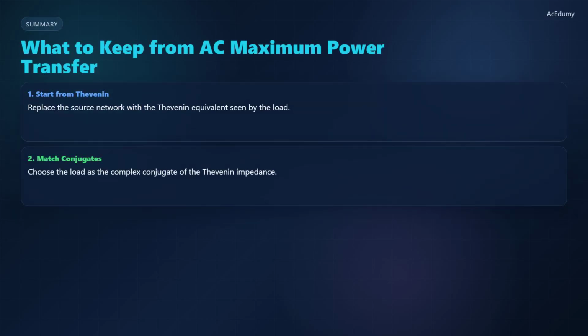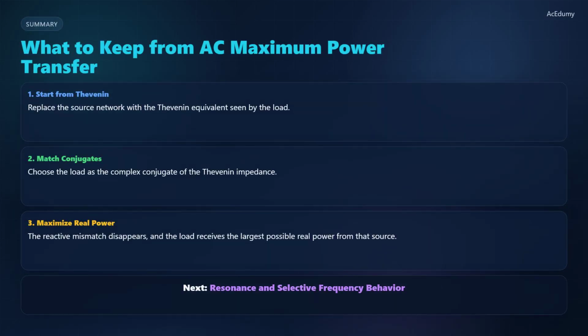So the AC rule is not equal impedance. It is conjugate matching. Keep the real parts equal, flip the sign of the imaginary part, and the load receives the maximum real power available from that source. Next, we move toward resonance and frequency selective behavior.